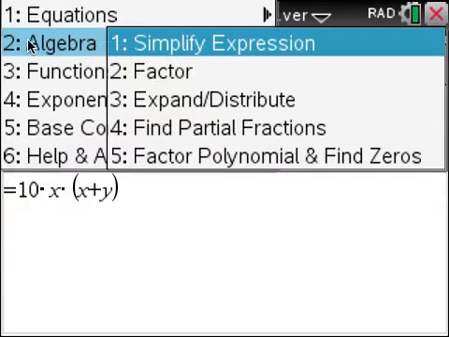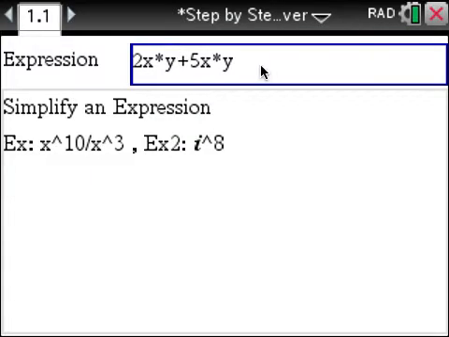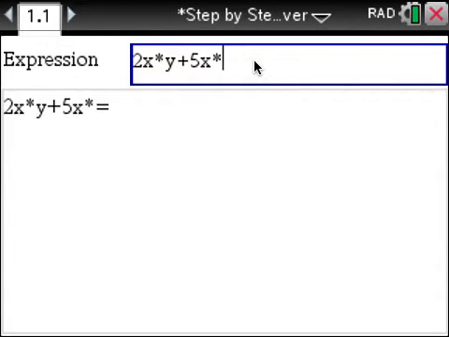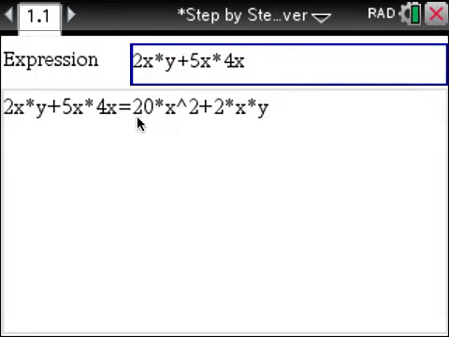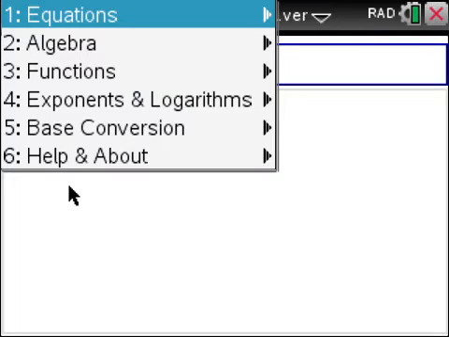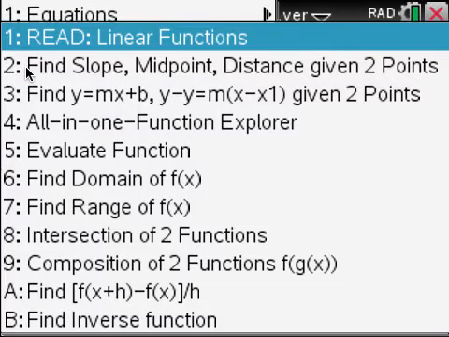Also in the algebra section we have Simplified Expression. So if we make this 4y, take it off of caps lock, here we go, then this is what our answer would be. And that's really fast. So if we say x instead, 4x instead of 4y, then our answer is right there waiting for us.